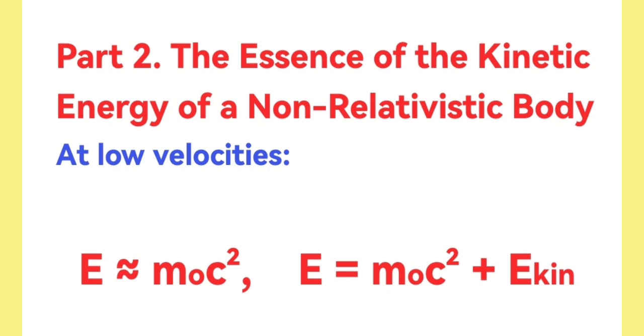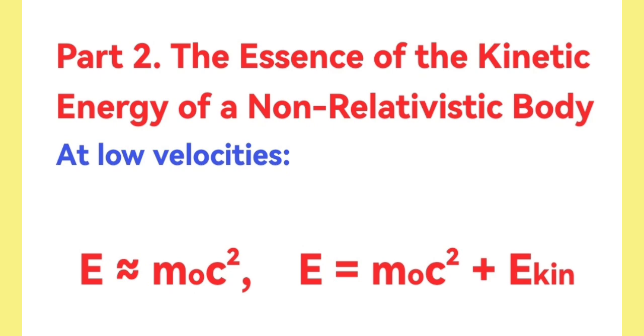Part 2. The essence of the kinetic energy of a non-relativistic body. As can be seen, at low velocities, the energy of a body is approximately equal to a constant product of the speed of light squared and the rest mass of the body, i.e., the rest energy of the body. A small deviation of the energy of a moving non-relativistic body from this constant, i.e., from the rest energy, is the kinetic energy that is included in all formulas of classical mechanics. The rest energy of the body, which is a constant in classical mechanics, is simply not taken into account, since the energy of a body is defined only up to a constant.